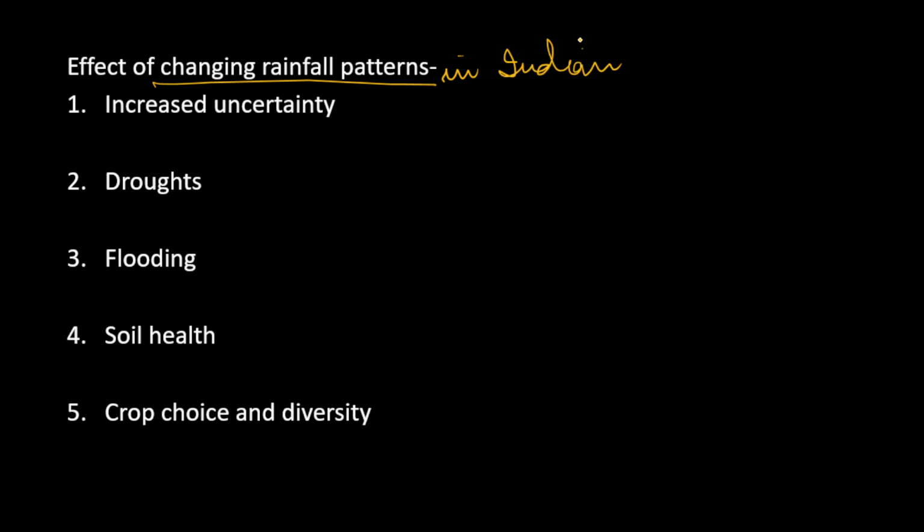How the rainfall patterns, which are changing due to climate change and other things, are impacting Indian agriculture. I think I have discussed these things in classes and in previous answer writing videos also. So we will see how it impacts. First of all, there is increased uncertainty.